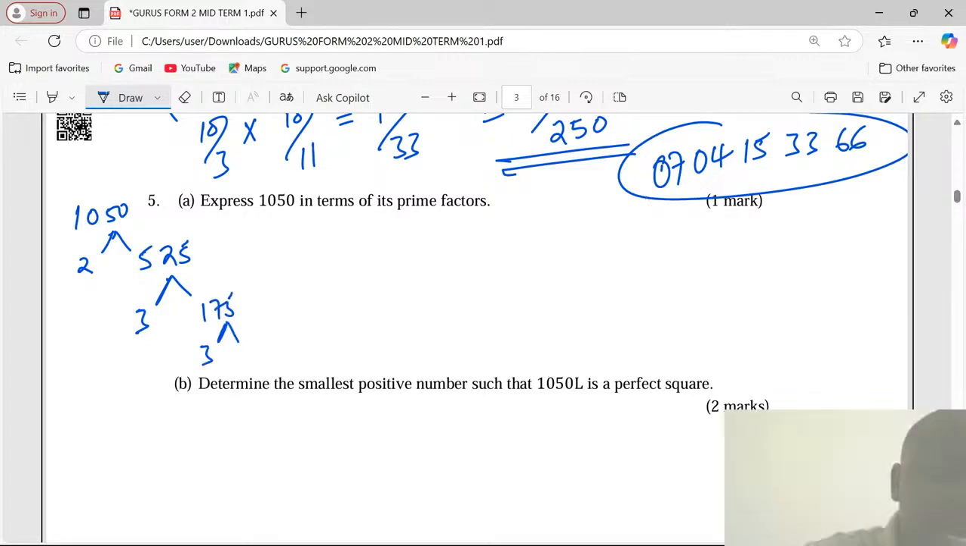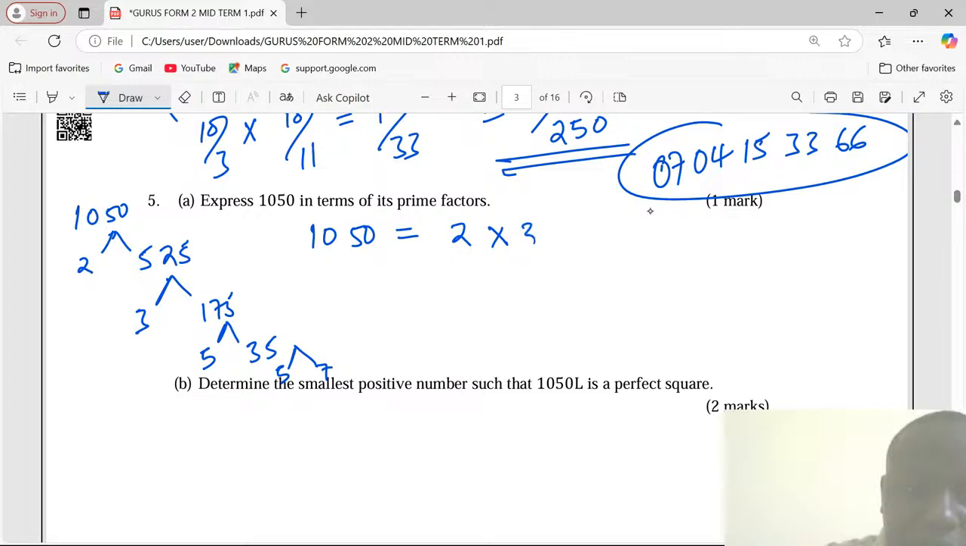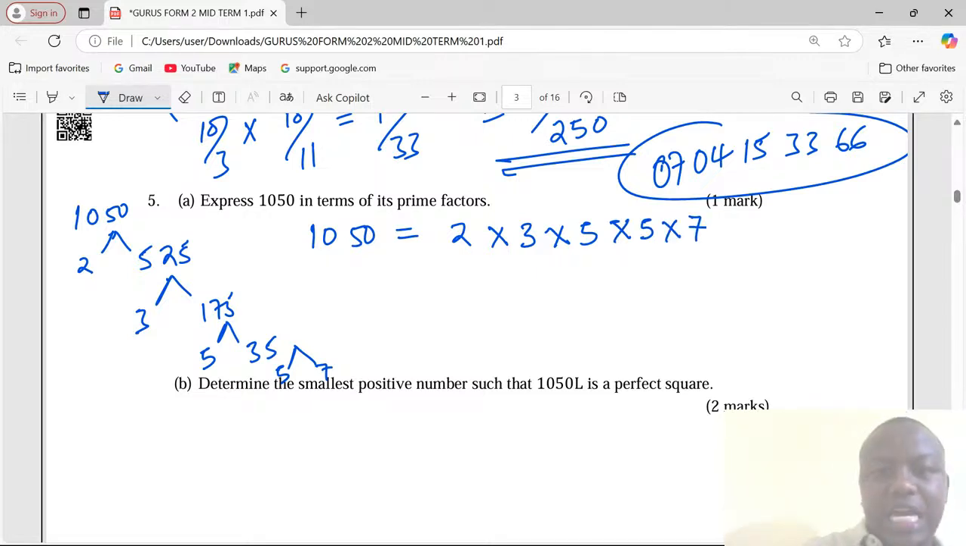What about if I go by 3 again? It cannot simplify further. So 175 is not simplifying by 3. So for 175, we go to the next prime factor, which is 5. We divide by 5, this becomes 35. Then 35 is further divided by 5 again to give us 7, and 7 is prime. Therefore, 1050 equals 2 multiplied by 3 multiplied by 5, then by 5 again, then by 7. Yeah, 2 times 3 times 5 times 5 times 7.